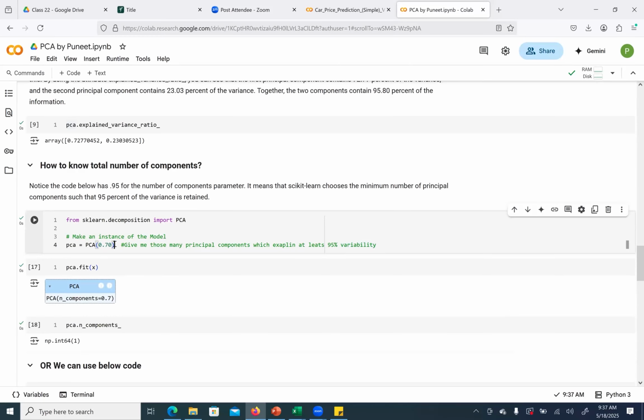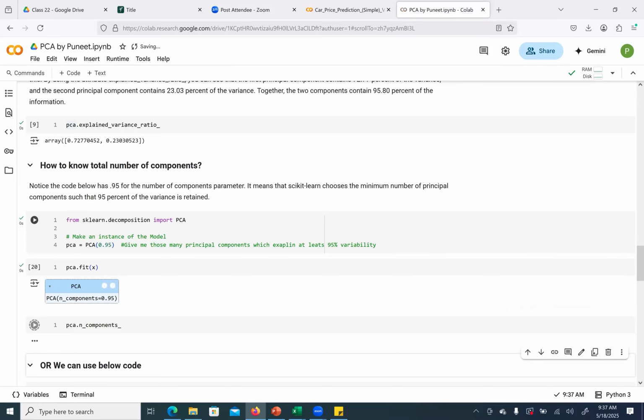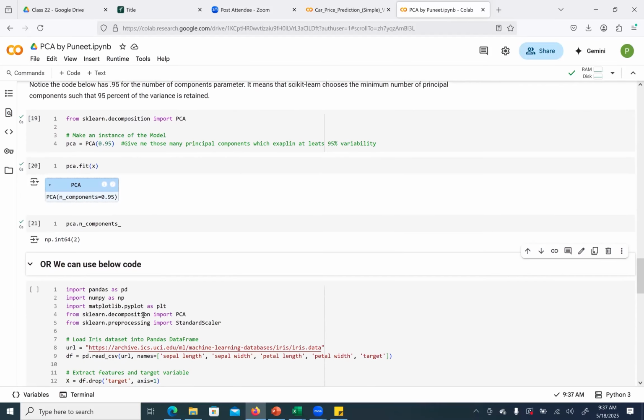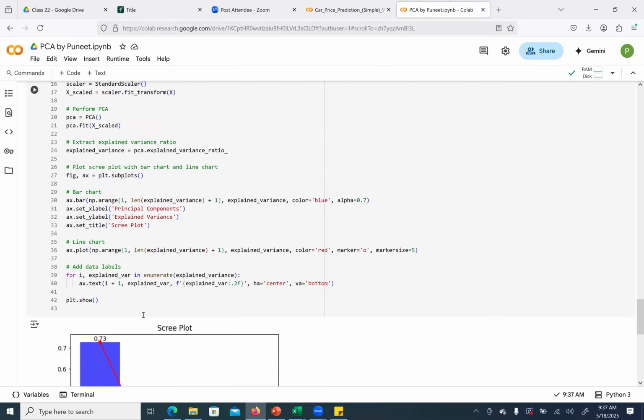Okay, so there are two ways, as I explained. Either you can mention yourself that this many principal components I want, or you can mention that I want to explain at least 95% variability in the data, and it will give you the number of principal components. Or there is one more way, which I believe is a better way of doing it, which is using a scree plot.